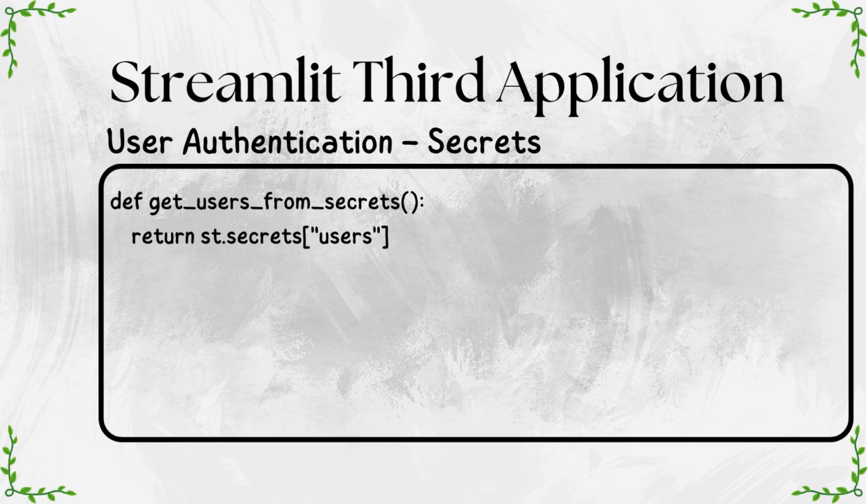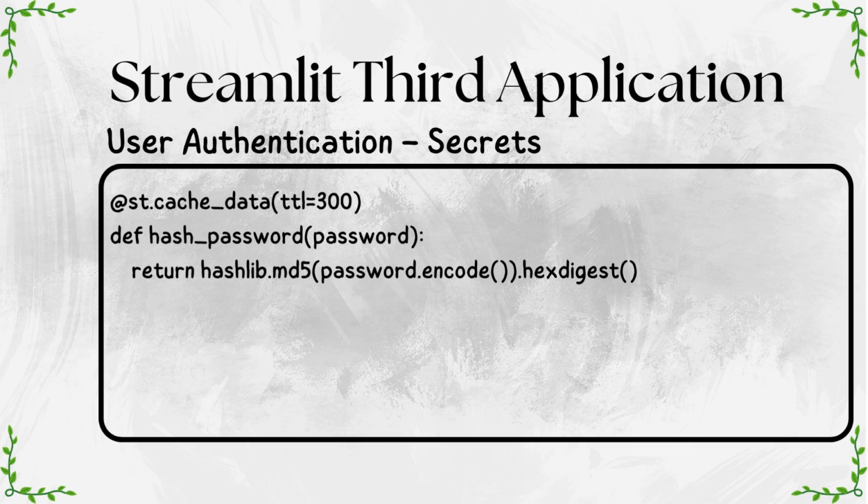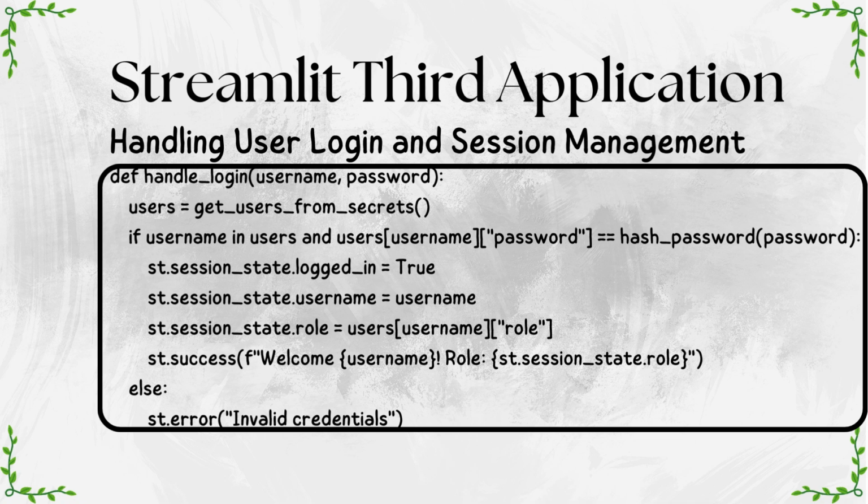This function loads user data like usernames, passwords, and roles from the secrets.toml file, allowing us to securely manage login credentials. MD5 is used to create a hash of the password. This hash is what gets compared to the stored hash in the secret file. We check the credentials and, if correct, set session variables such as logged in, username, and role for the user.